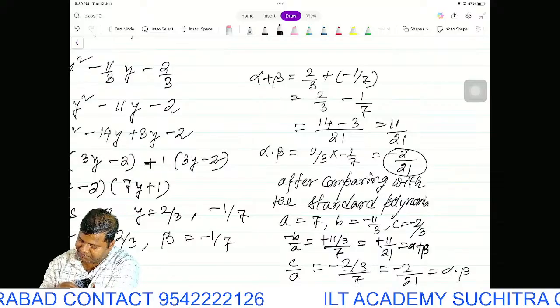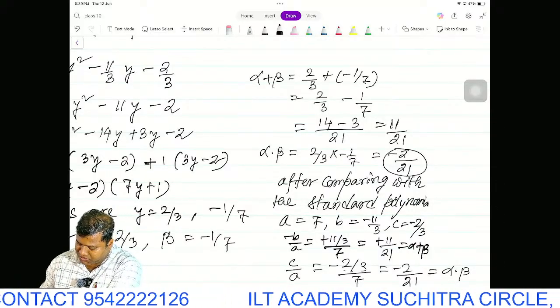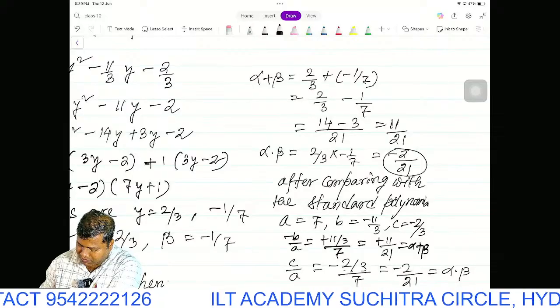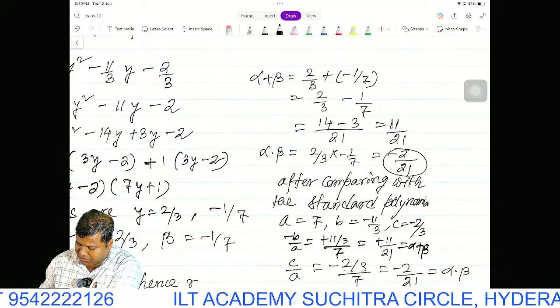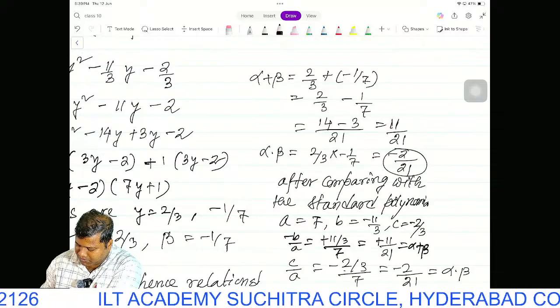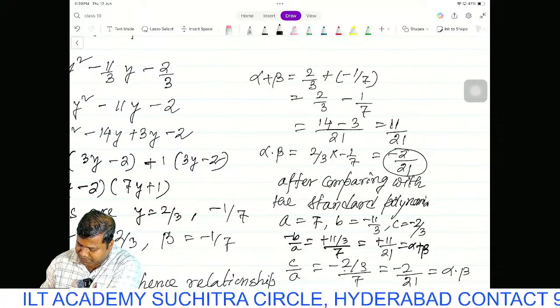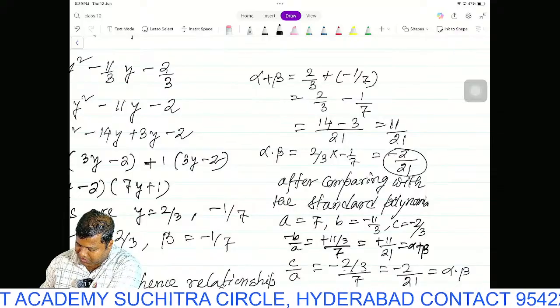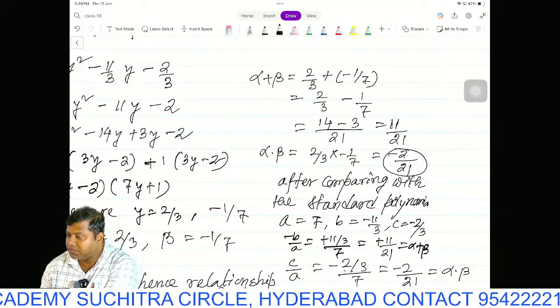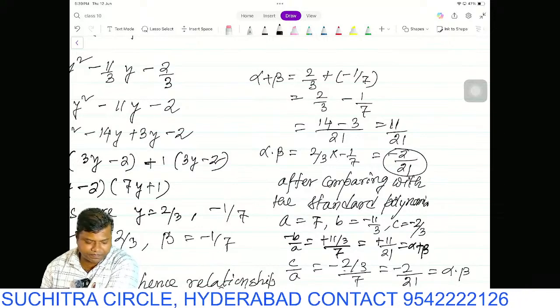Then you write, hence relationship verified. Just write like that. Hence relationship verified, right?